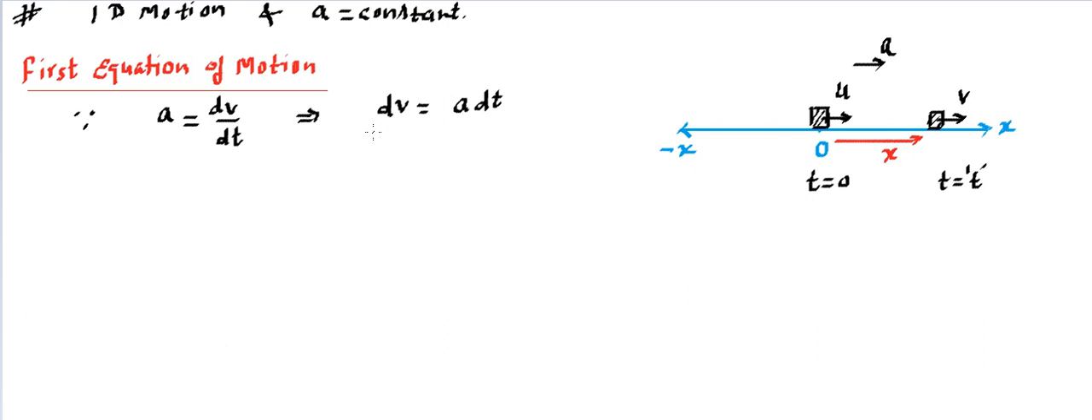Now we can go for integration on both sides. So if we integrate both sides, it will become integration of dv equals integration of a dt. Then you need to place the limits. The initial velocity has to run from the initial velocity u to the final velocity, which is v. This has to run from initial time, which is 0, to any time t. So that becomes the integration equation.